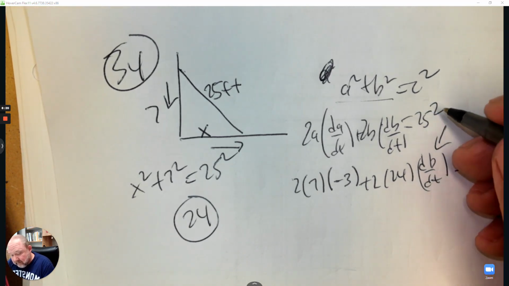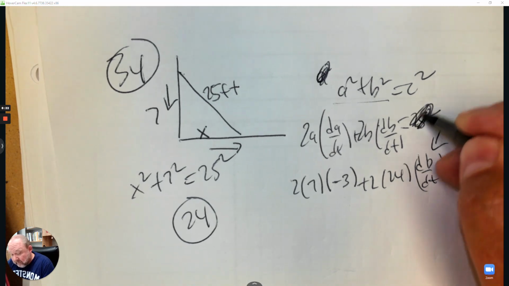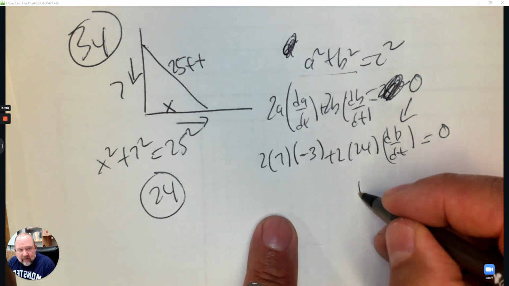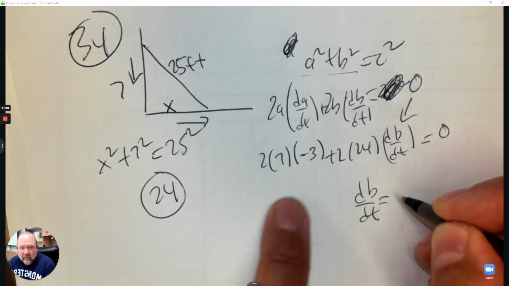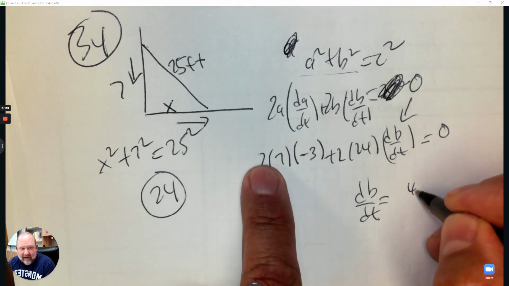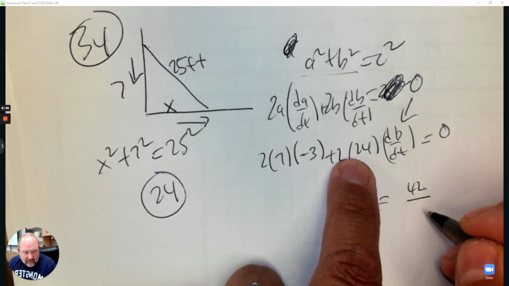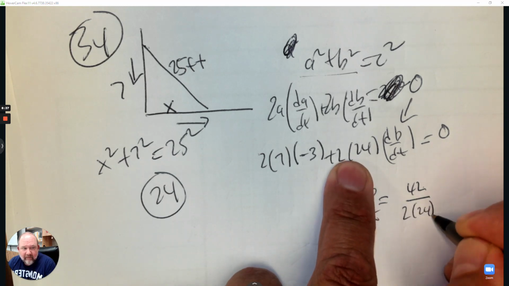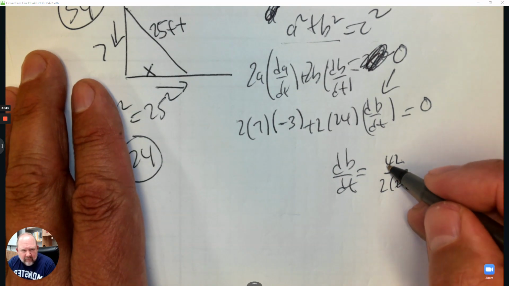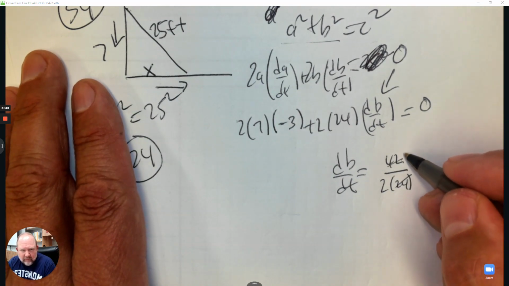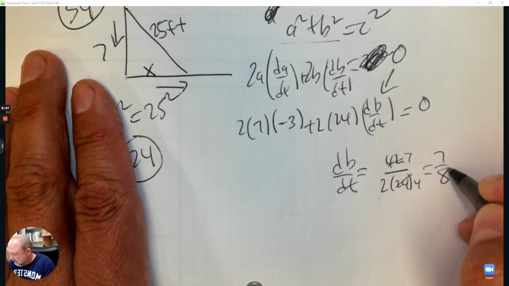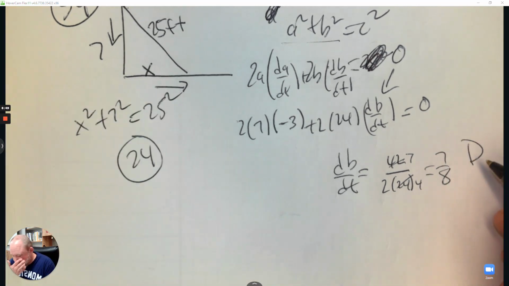And the derivative of 25 squared, the derivative of any constant, is 0. And now this is what I'm going to solve for. So I have my rate that I'm looking for. I'm going to add this to the other side. So it's 6 times 7. I'm going to add that. And then on the other side, I'm going to divide by this. And notice I'm not simplifying it too bad because 24 into 42, 6 goes into both. So that's this. I get 7 over 8. And the answer is D.